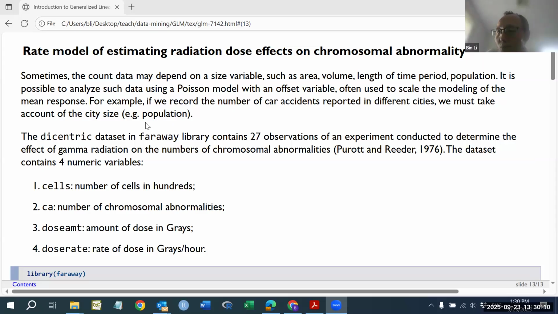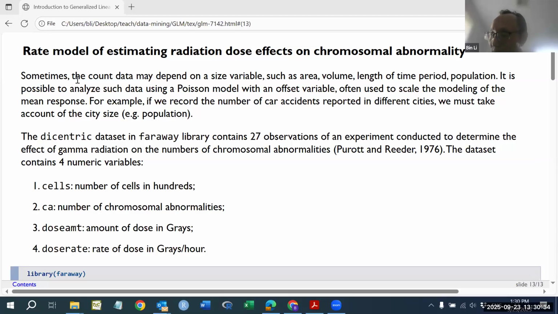So we will finish the generalized linear model today, and we will start the nonlinear smoothing and the generalized additive model today. Okay. So the last topic for the GLM, generalized linear model, is this rate model. So what is a rate model?